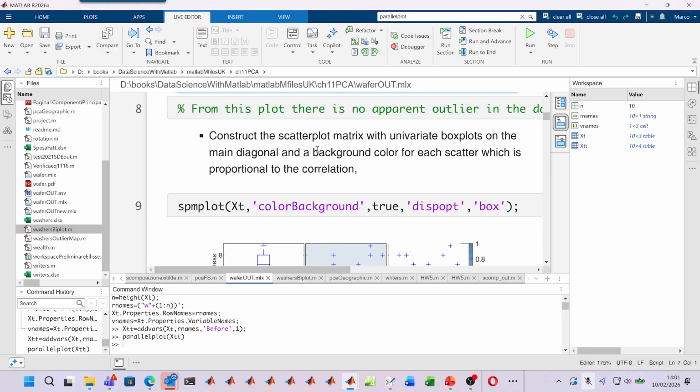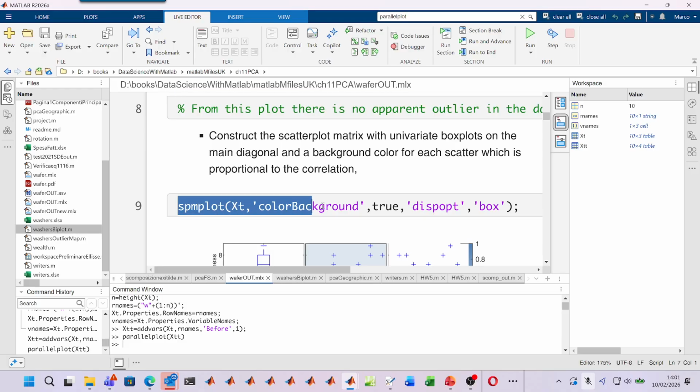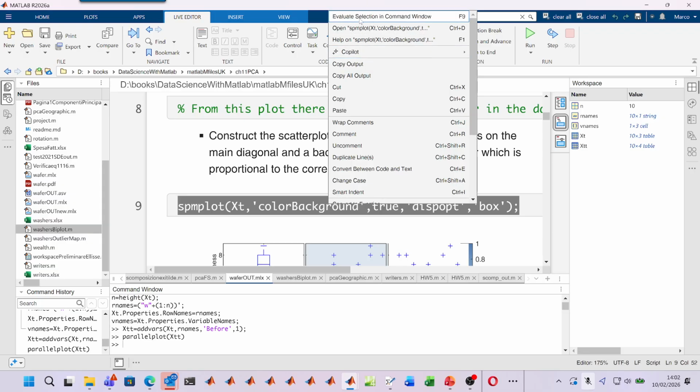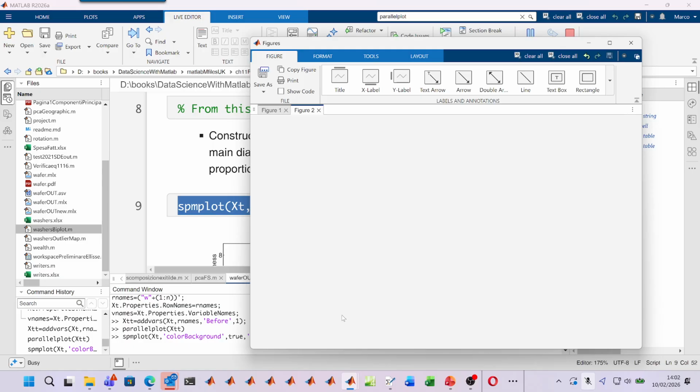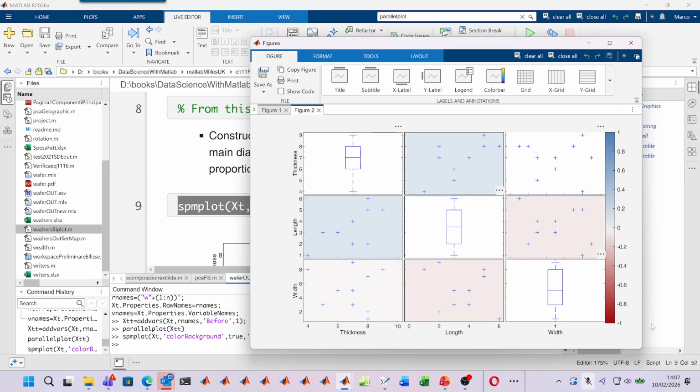Then construct the scatter plot matrix with the univariate box plot on the main diagonal, and background color true. You end up with this background color and the box plots on the main diagonal. The background color reflects the correlation. If the background color is blue, the correlation is positive. If the background color is red or reddish, the correlation is negative. The amount of reddish depends on the strength of the correlation.